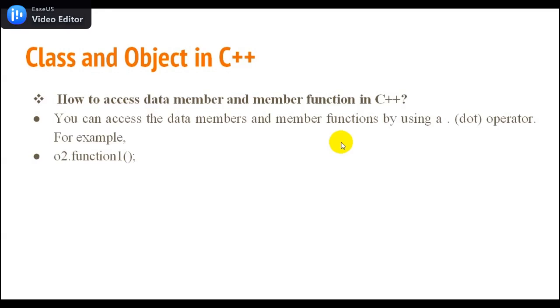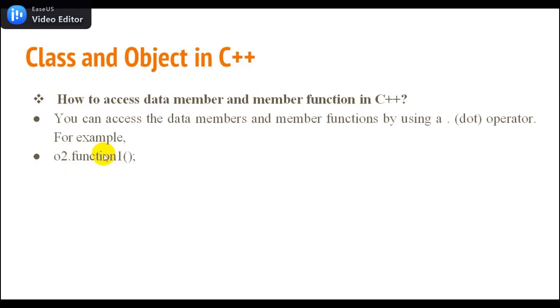Second important thing in class is how to access the data member and function in C++. For accessing the data member and function in C++, we need to write the dot operator. Here I have written one small example in which first I have written the object, then the dot operator, and then the function which is already declared in the class. By using this syntax, you can access the data member and data function in class.